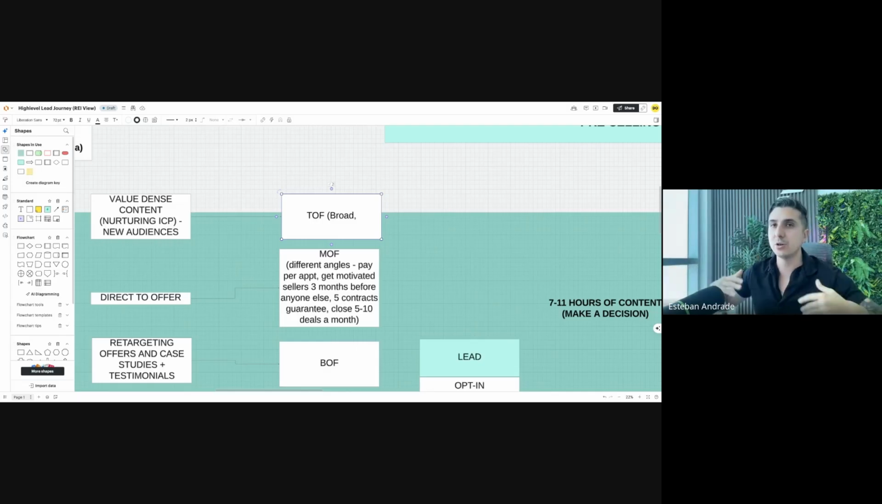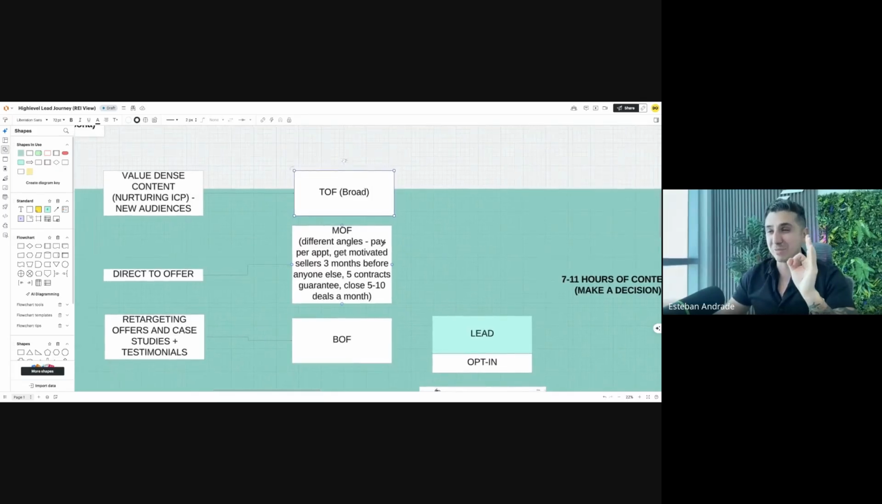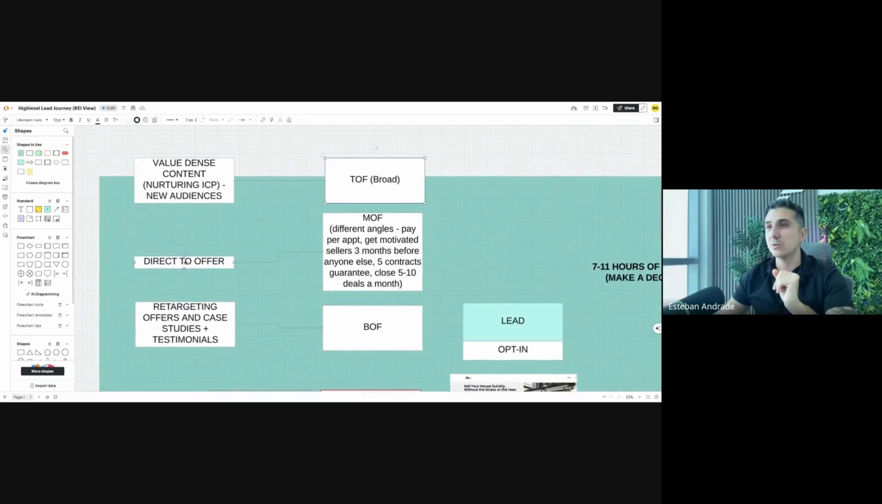And then essentially it's going to create more people that are unaware about you, and it's going to make them aware about you, right? So you're going to be able to do broad content or value dense content that eventually creates new audiences, so that we can ultimately talk with our specific people that we want to talk to. Once we have created audiences, we go for it with middle of the funnel content, right? Middle of the funnel angles.